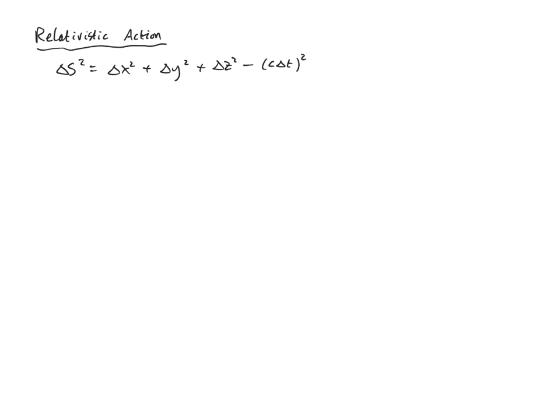And if we were to send the separation between these different events in four-dimensional space-time to 0, we'd obtain an infinitesimal version of this. Let's call that ds squared. And we obtain that by sending delta x to dx, delta y to dy, delta z to dz, and delta t to dt. So we're considering infinitesimals along the x, y, and z directions, and an infinitesimal time step, dt.